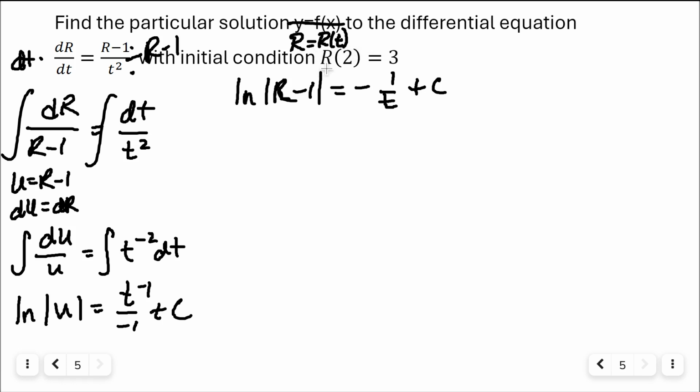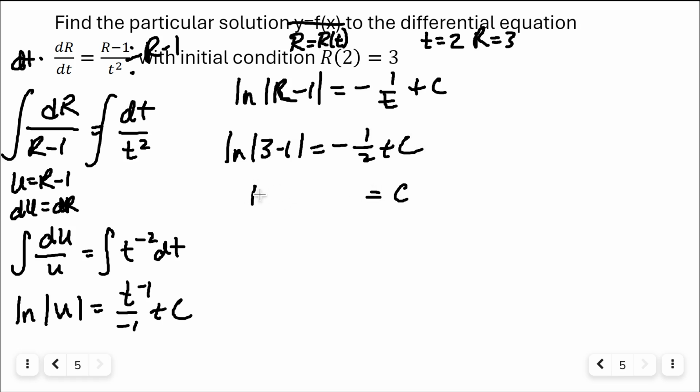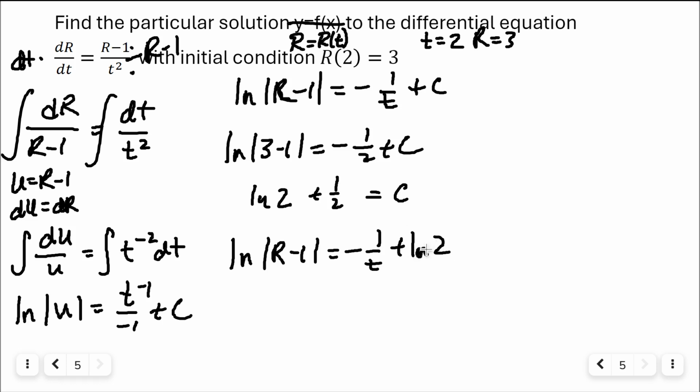So your initial condition r of 2 equals 3, just so everybody understands. That means t, the independent variable, is 2. The r value is 3. So I'm going to plug that in. The natural log of 3 minus 1 equals negative 1 over 2 plus c. So c is equal to the natural log of 2 plus 1/2. All right, so now we have the natural log of r minus 1 equals negative 1 over t plus the natural log of 2 plus 1/2.